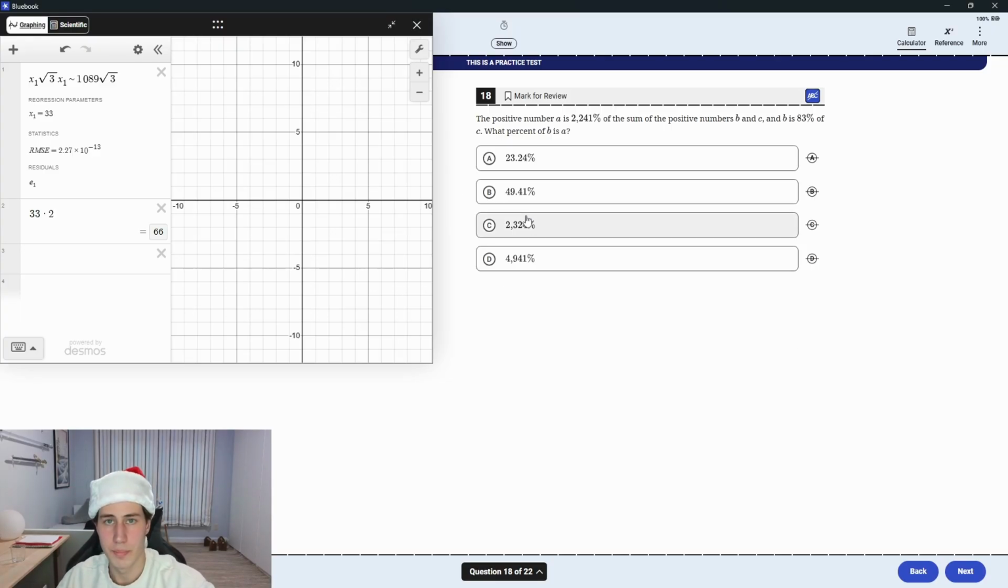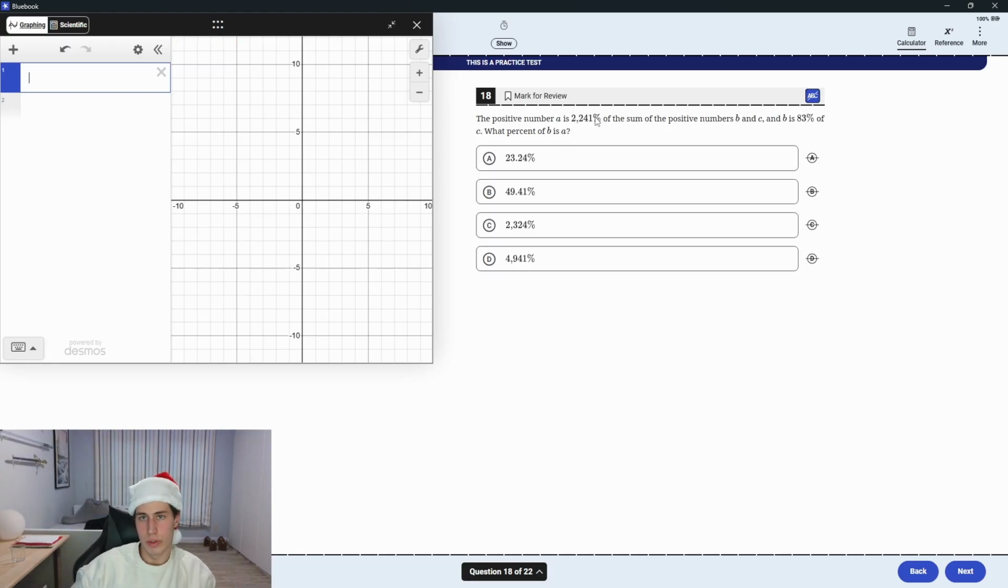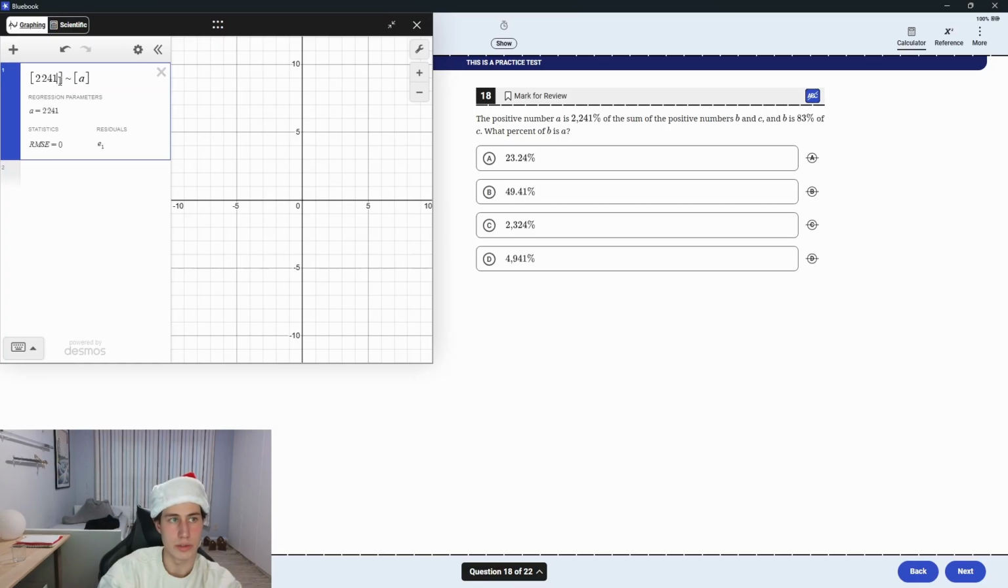So this is another regression that we'll use with the tilde. A positive number A is 2,241% the sum of the positive numbers B and C, and B is 83% of C. What percent of B is A? So we'll set this up, and then we'll say A is 2,241%. Or actually, we'll make this easier.